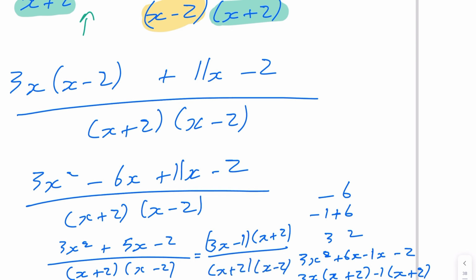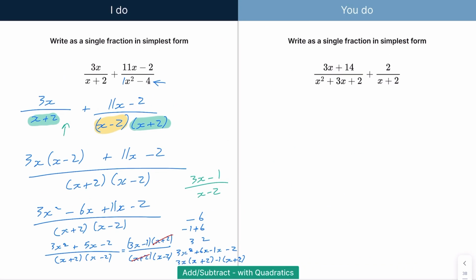And now I can cancel out the x plus 2 and the x plus 2. So the final answer, if I write that here in a different color, so that's 3x minus 1 over x minus 2. So press pause and I've got the example on the right.